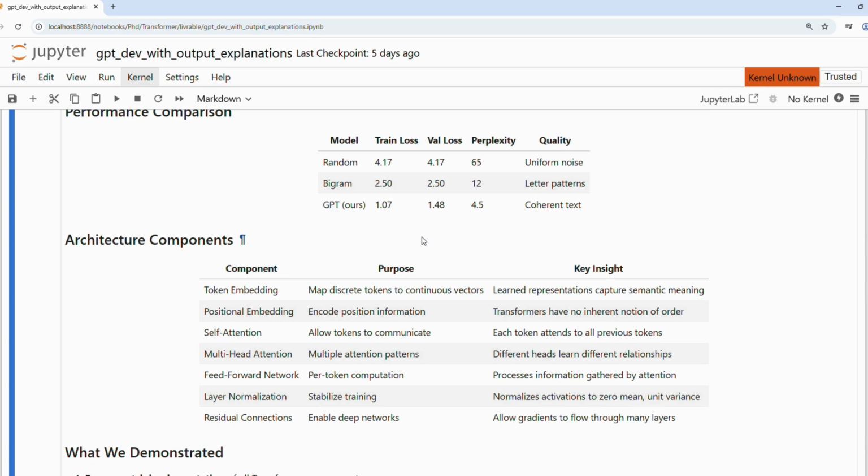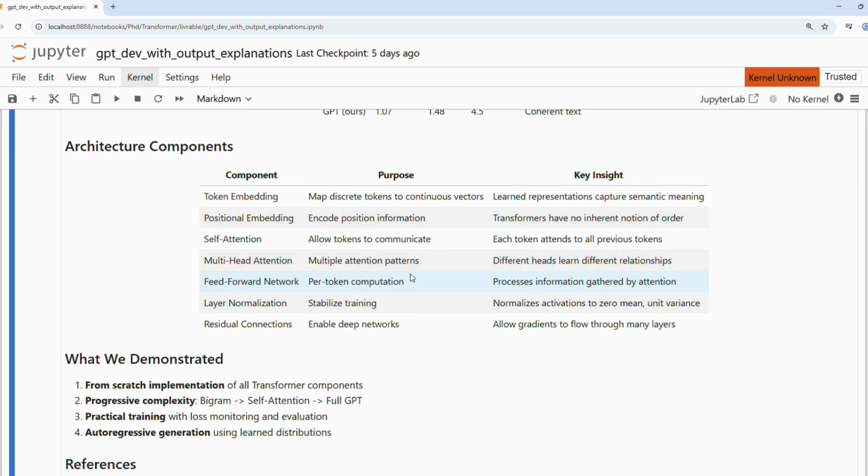FeedForward networks perform per-token computation on the information gathered by attention. Layer normalization stabilizes training by keeping activations well-behaved. And residual connections allow gradients to flow through deep networks. The progression from Bigram to full transformer illustrates a deep principle. The Bigram model is limited to first-order statistics, which character follows which. Self-attention extends this to arbitrary range dependencies within a fixed context window.